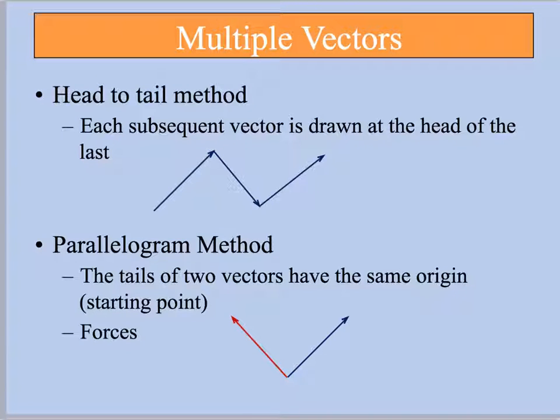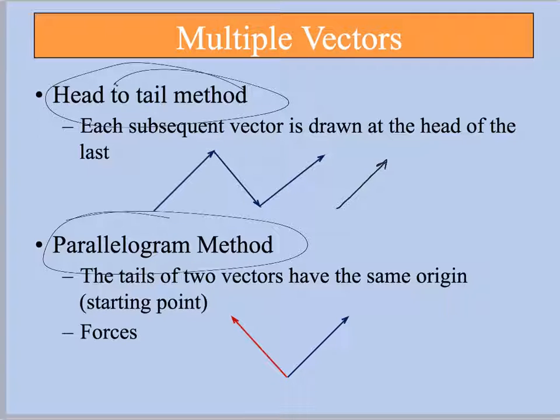All right, so how do we handle multiple vectors? Well, there's two ways to do it. One way is called the head-to-tail method, and the other way is the parallelogram method. Let's talk about the head-to-tail method first. It's basically when you have vectors that are connected one after the other. So we have a vector this way, and then from that vector we have another pointing this way, and then from that vector we have another pointing this way. Each one adds to the other. So you see the tail and the head meet, and that's why it's called head-to-tail method.